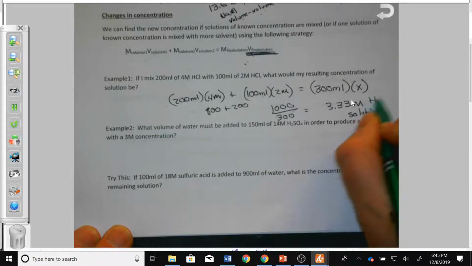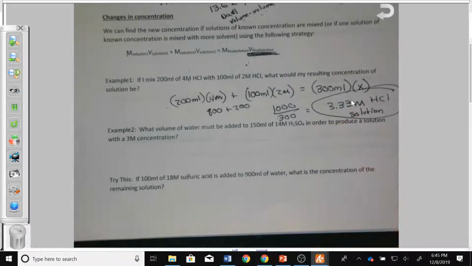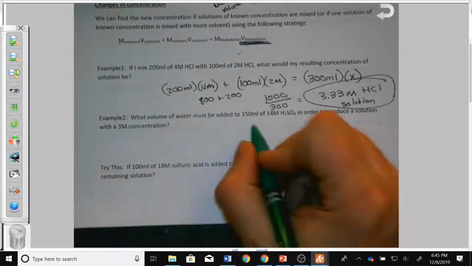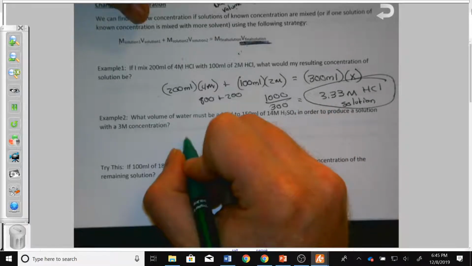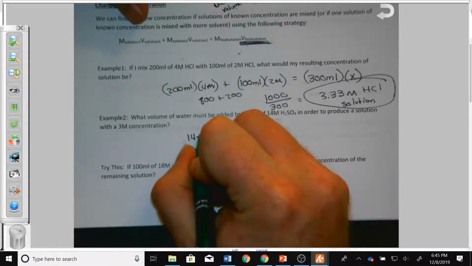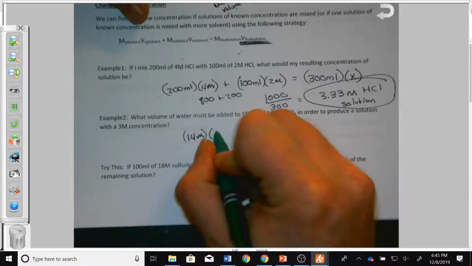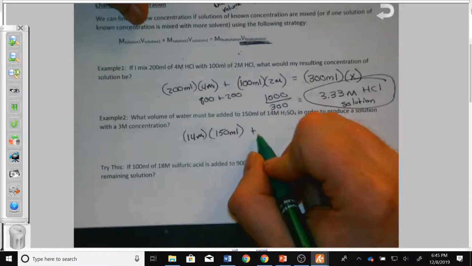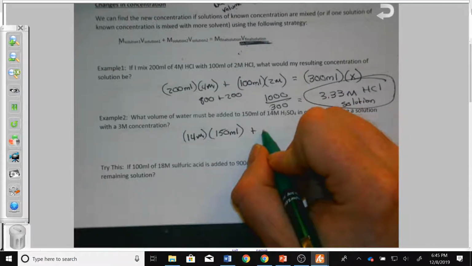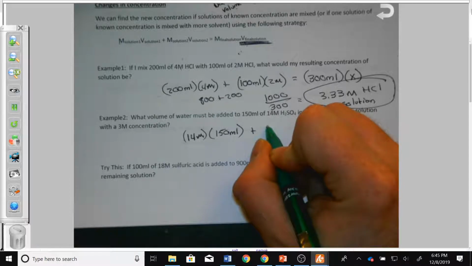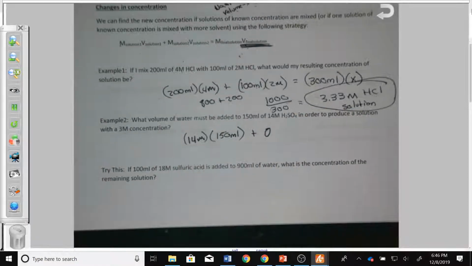at the end. So let's see another example of this, but one in which we're using just water. So let's start out with, we've got some 14 molar sulfuric acid, and we've got 150 milliliters of it. Now we want to add some amount of water. We don't know what that amount of water is, but we know that water is pure, or we're assuming pure water, has a molarity of 0. There's nothing dissolved in it.